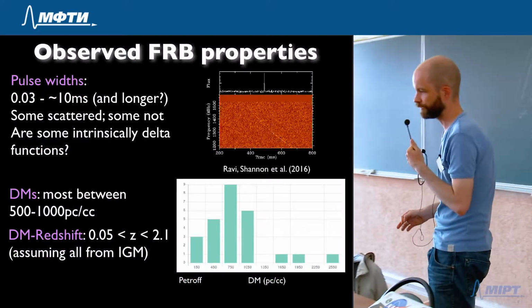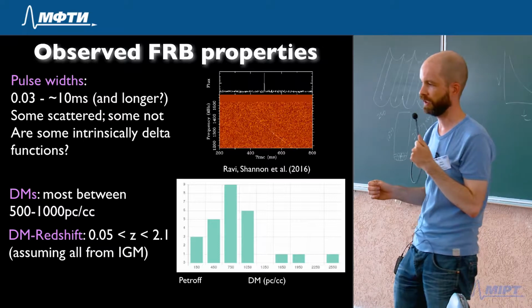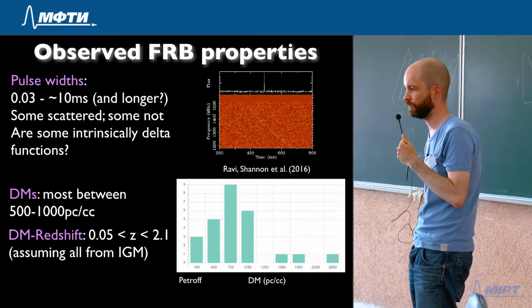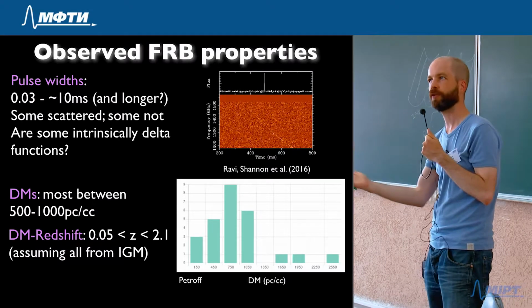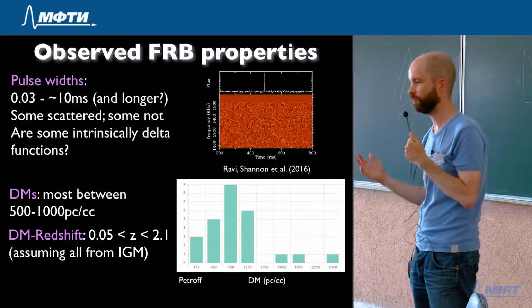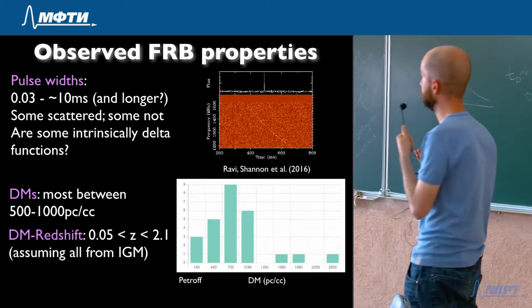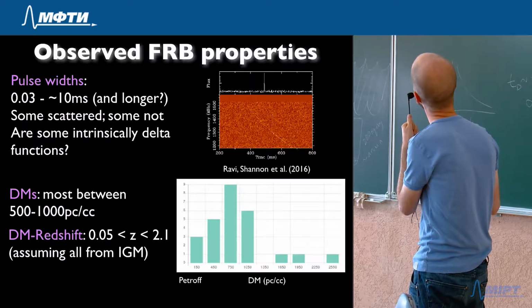Well, we've observed pulse widths of about 30 microseconds to about 10 milliseconds or so, a very wide range of pulse widths. When you have a pulse that's only 30 microseconds long, this constrains the size of the emitting region, right? Obviously, you can play with relativistic effects a little bit, but we're talking about emission regions that are quite small, kilometer scales or smaller.